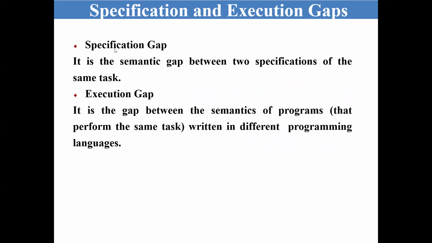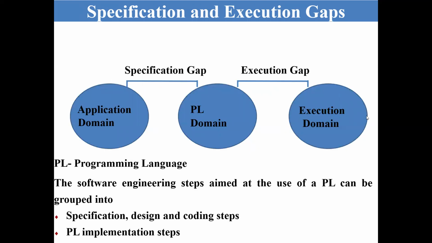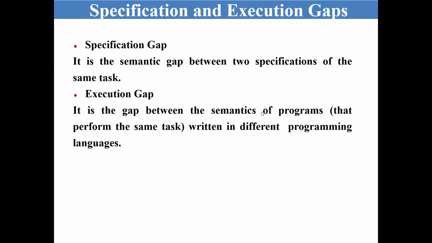Now here you can see the definition of the specification gap. It is the semantic gap between the two specifications of the same task. What is the definition of the execution gap? It is the gap between the semantics of programs written in different programming languages. Why is it called a different programming language? Because after the execution, your output is machine code. So you are converting the source code into machine code. Here the translation happens. So that's why it is described as different programming languages.